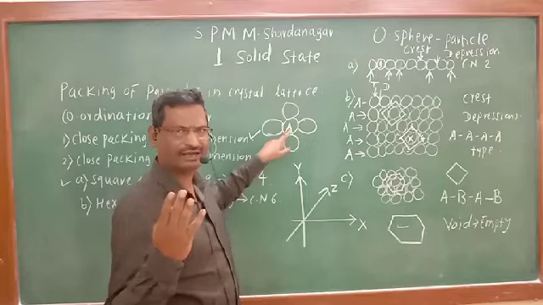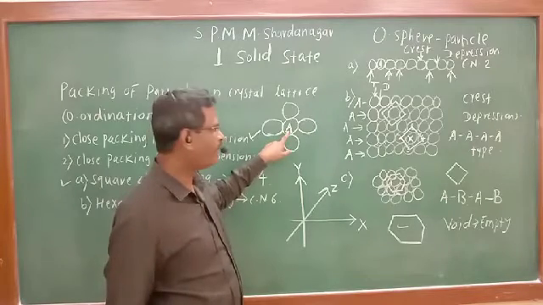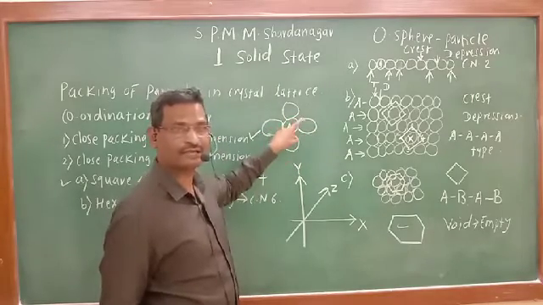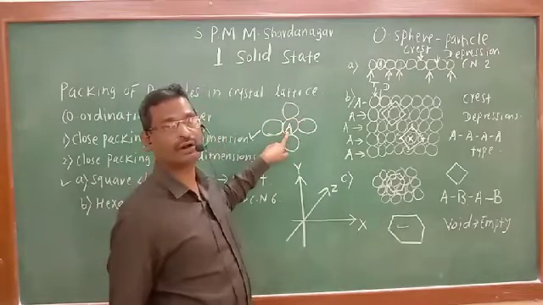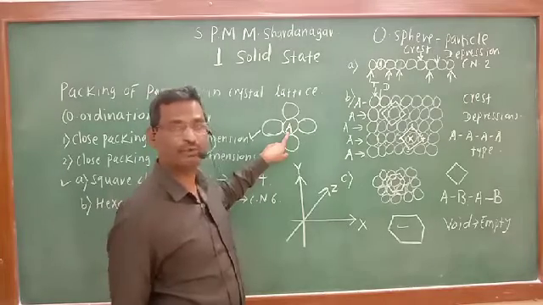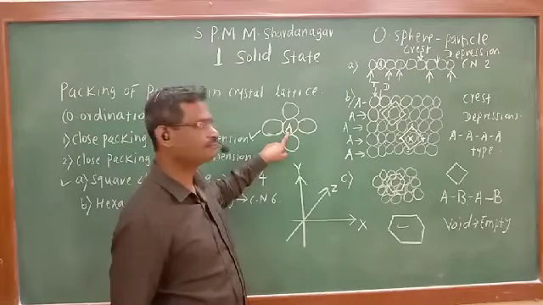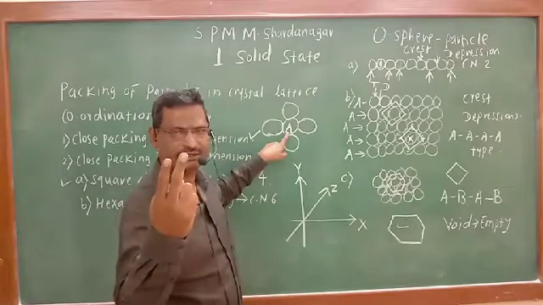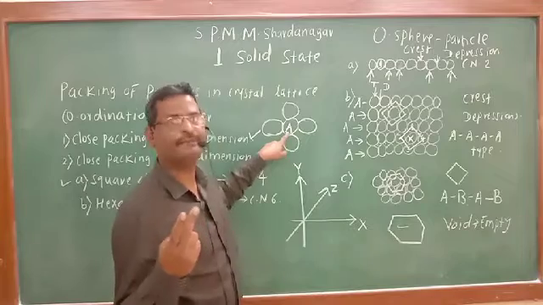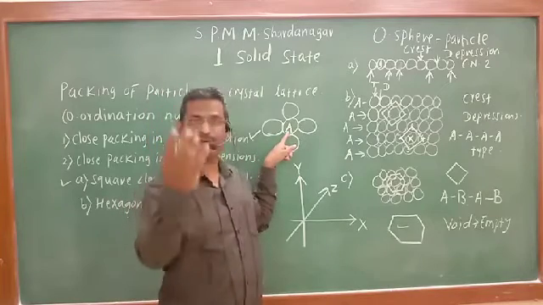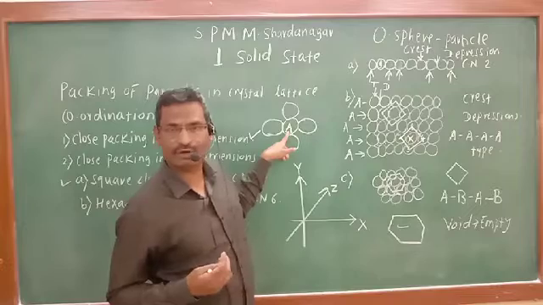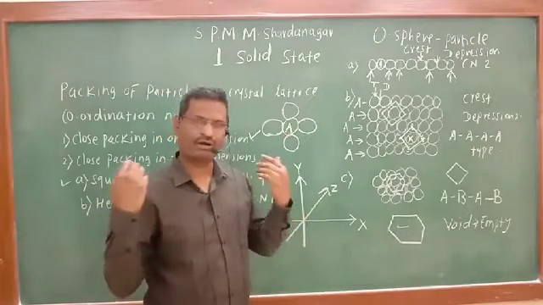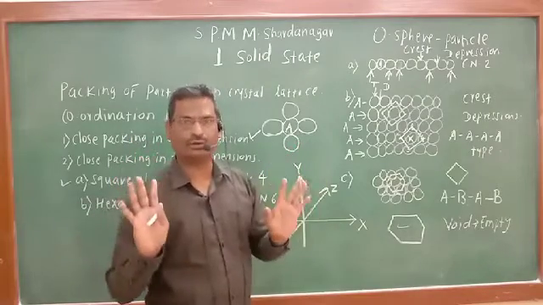So I have considered here a given sphere A, and this sphere A is touched by 4 other spheres. Therefore, the coordination number of this sphere A will be equal to 4. If it is in touch with only 2 spheres, the coordination number will be 2. If it is in touch with 6 spheres, the coordination number will be equal to 6. If it is in touch with 12 spheres, the coordination number will be equal to 12, and so on.